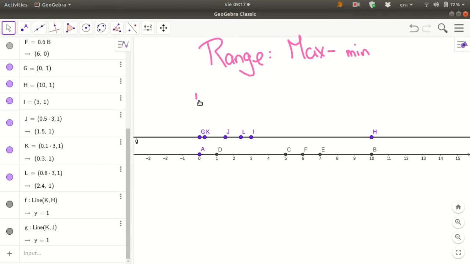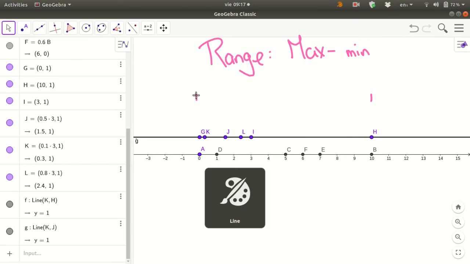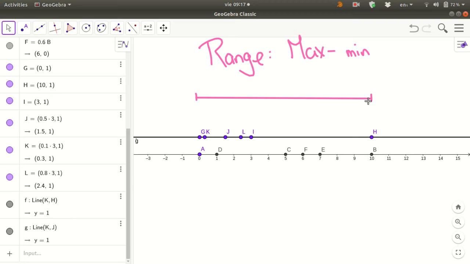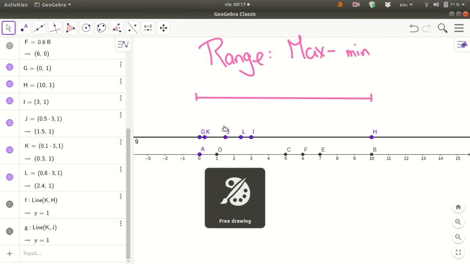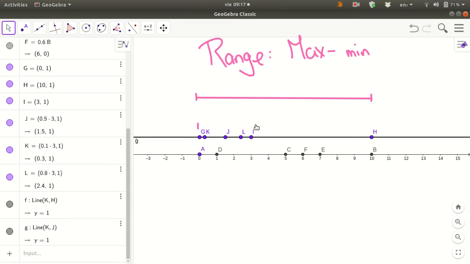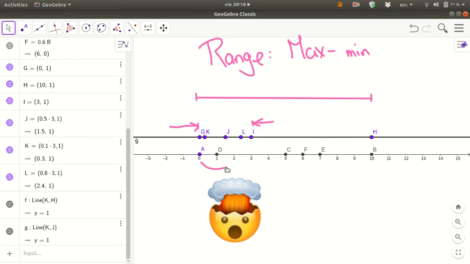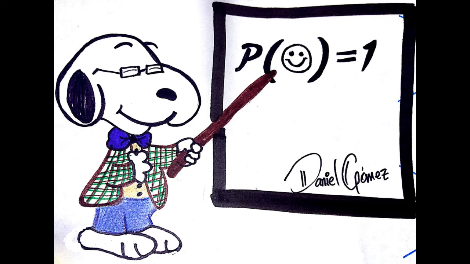The range for both of them is the same. In this new data set, you can see that there is much less spread because most of the data is accumulated in one region, while in the original data set, the data is more spread out throughout the number line. So that's why the range is not always the best measure of dispersion.